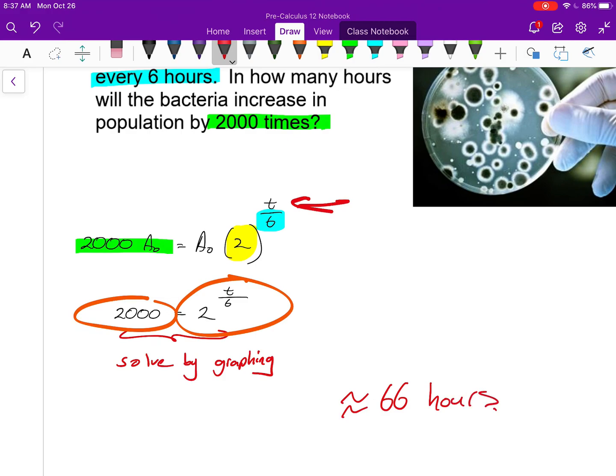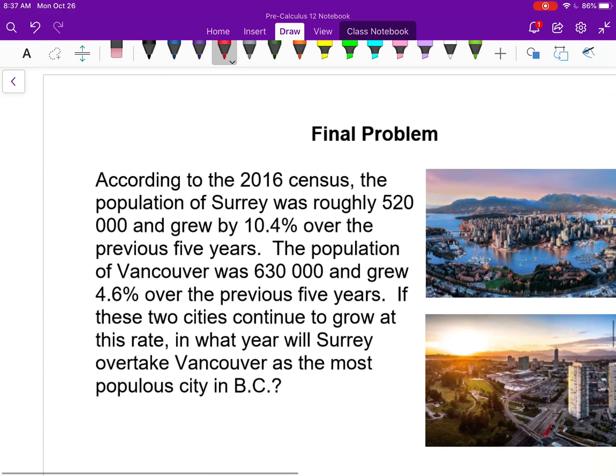I noticed solving it graphically was really quick, and it applies, again, repeatedly throughout this course. I never want us to lose sight of that. All right, so let's look at the last question.